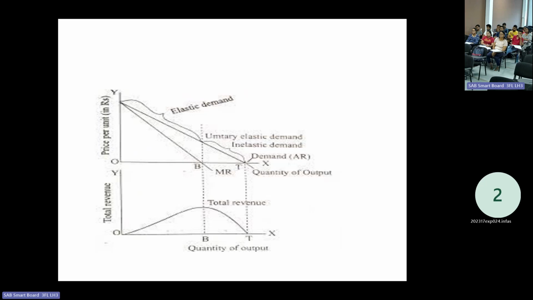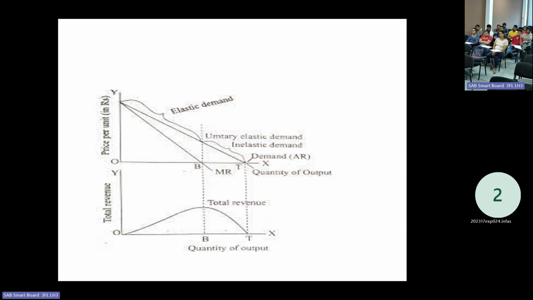So when total revenue is increasing at an increasing rate, that's why the marginal revenue increases. And then after a certain point, at this output level, total revenue tends to decrease. So that means marginal revenue becomes negative.